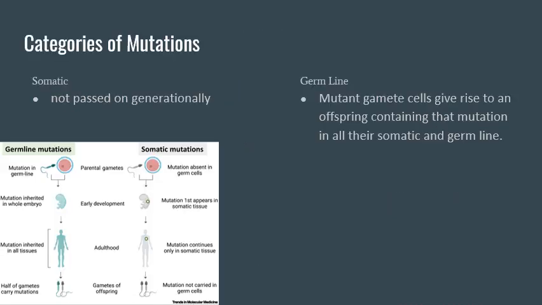Next, we will talk about the different categories of mutations. Somatic mutations are not passed on generationally, but when a mutant somatic cell undergoes mitosis, it does pass that mutation on to its daughter cell. Germline mutations are mutant gamete cells that give rise to an offspring containing that mutation in their somatic and germline.